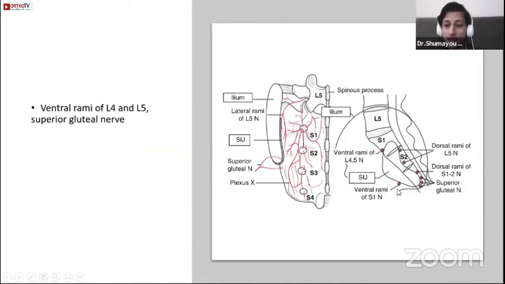But the nerves are also anterior to it, and they also participate in supplying the SI joint. The ventral rami of L4, which you see as a dot here, the ventral rami of L5, and the superior gluteal nerve will give branches into the sacroiliac joint from the front.